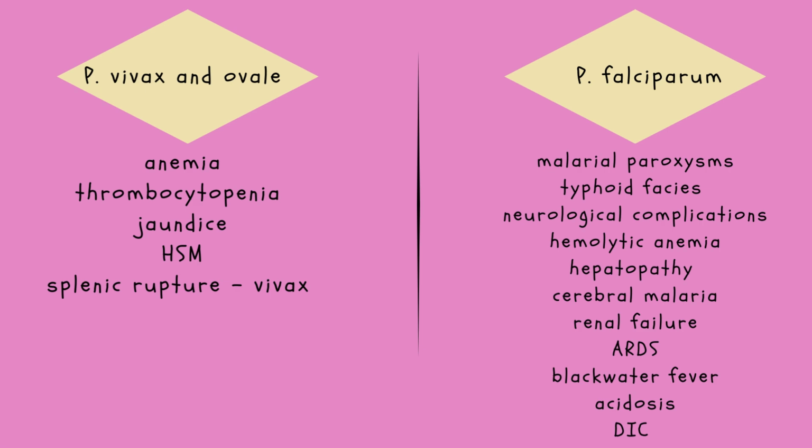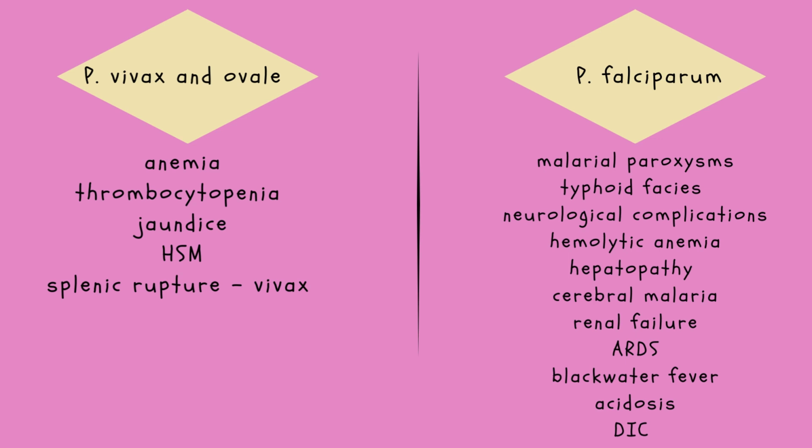Falciparum is causing the severe manifestations, and vivax and ovale mainly present with anemia and thrombocytopenia. There can be jaundice and hepatosplenomegaly. Splenic rupture is common in vivax and not in ovale. In falciparum, there are usually malarial paroxysms of fever, and the patient is usually very ill with a classical typhoid facies.